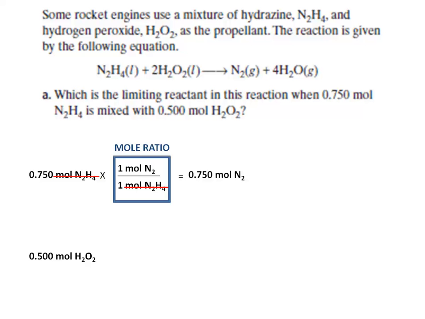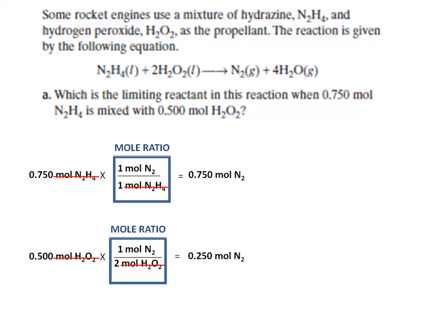The other given was 0.500, and the mole ratio is 1 to 2, because if we look at the balanced chemical equation, 2 is for H2O2. That cancels out, and we get 0.250. So in this problem, the limiting reactant is H2O2 because it produces the least amount. It's going to run out first. The other one is the excess reactant, N2H4, because we have more of it than we need.